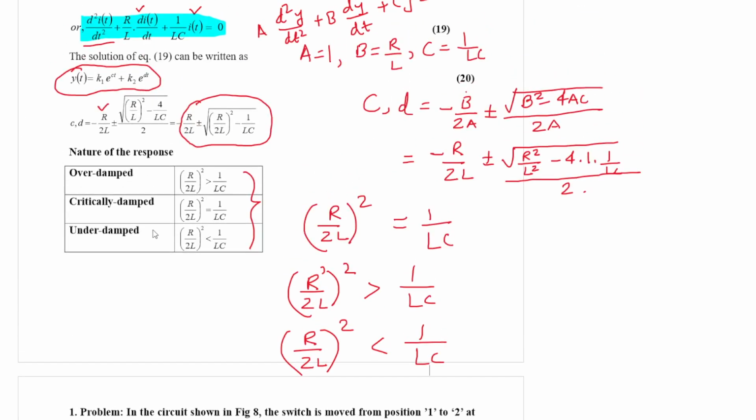So if they are equal, then it is called critically damped. Now if it is greater than 1 by LC, then it is called overdamped, and if it is less than 1 by LC, then it is called underdamped. Now what is the meaning of these terms, damping? Let us try to understand.